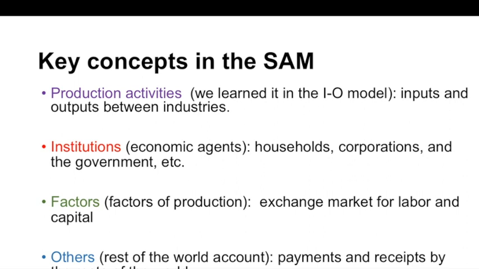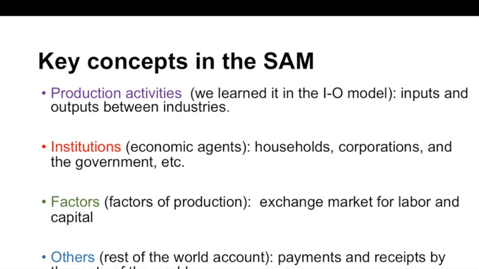The second concept is called institutions or economic agents, including households, corporations or companies, and the government, etc. This concept is very broad. It represents the different economic agents that interact with each other within the system. It is used to record income distributions along the rows and expenditures in the columns.